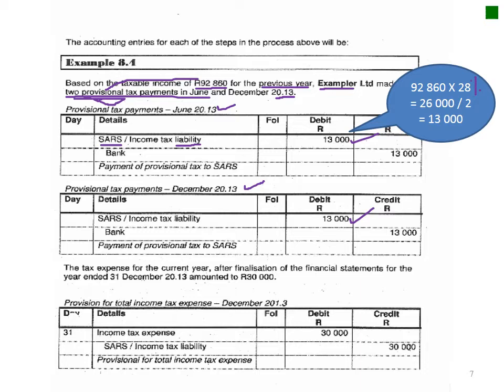Okay, so these provisional tax payments are advance payments for the 2013 year, and we've made those advance payments based on the taxable income that we earned in the prior year. Now they tell us that the tax expense for the current year, that's the 2013 year, amounted to 30,000 Rand. So the 30,000 Rand is our actual income tax expense that we're going to show as an expense for the year, and that's the actual amount that we owe on the liability. So we're going to credit the SARS income tax liability account with 30,000 Rand.